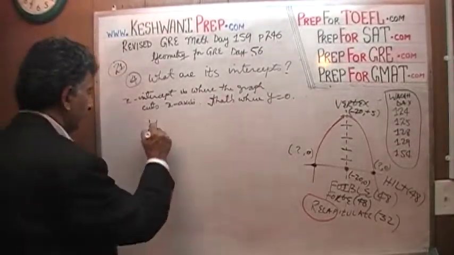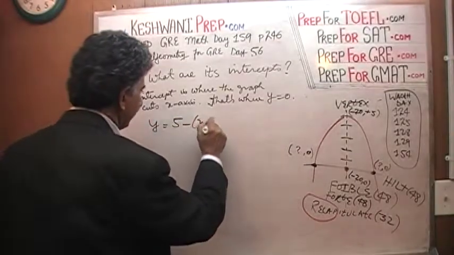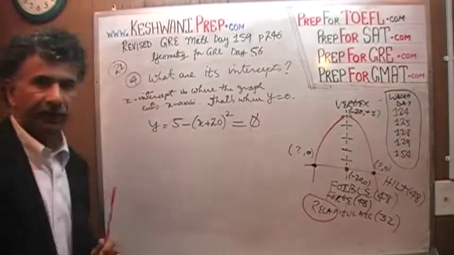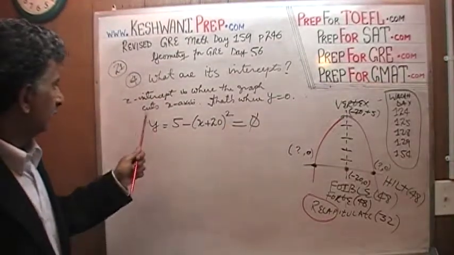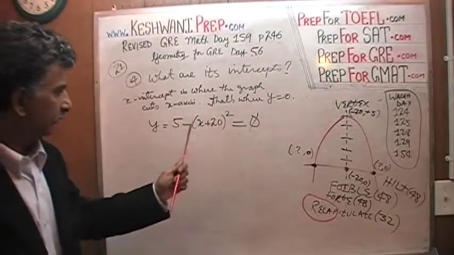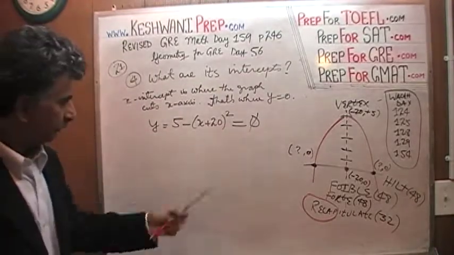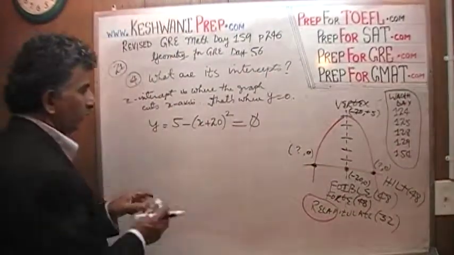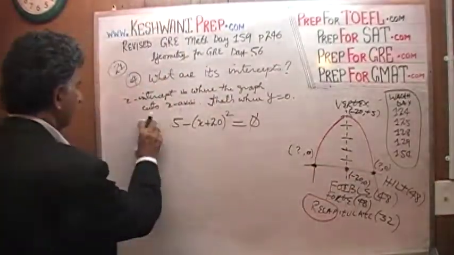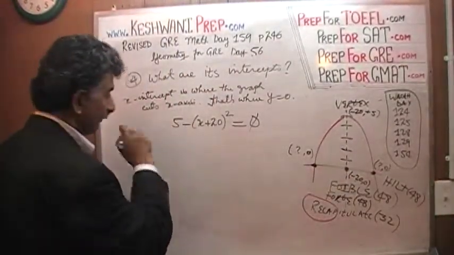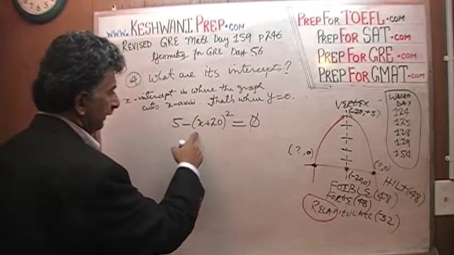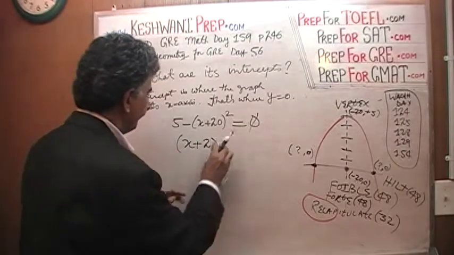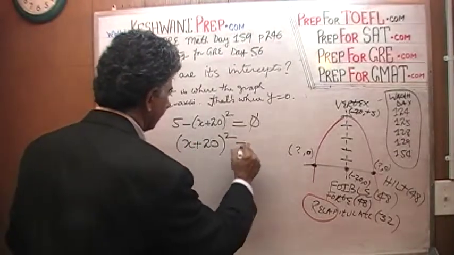Well, y is this. Y equals 5 minus (x plus 20) squared. And we know that in order to find the x-intercept, the y has to equal 0. So we take that quantity and equate it to 0, and we just solve for x. So y equals 0 where it cuts the x-axis. Let's subtract 5 from both sides. I'm not going to explain everything. This is what's going to end up: (x plus 20) squared equals 5.